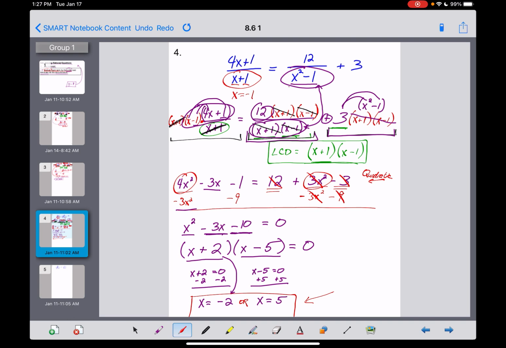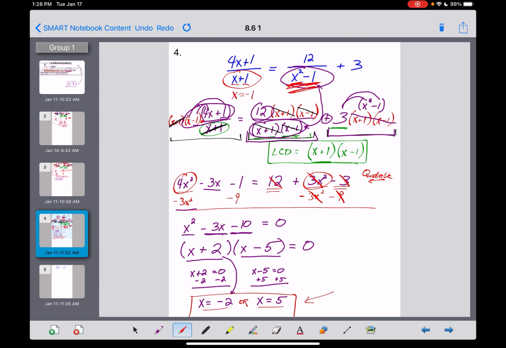Likewise, let's take a look at this denominator. Would either negative 2 or 5 make this denominator become 0? I don't think so. Negative 2 squared is 4. 4 minus 1 is 3. That's okay to have for a denominator. If we put in a 5, 5 squared is 25. 25 minus 1 is 24. That denominator is okay as well.